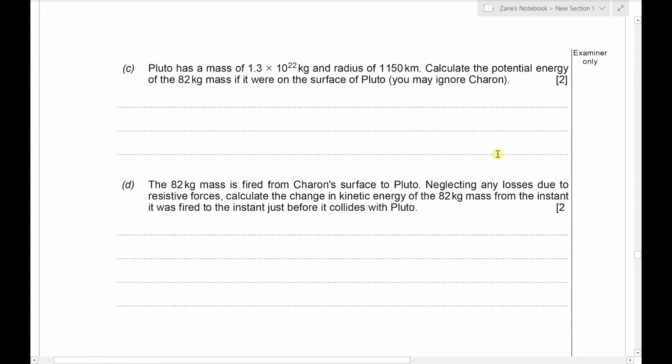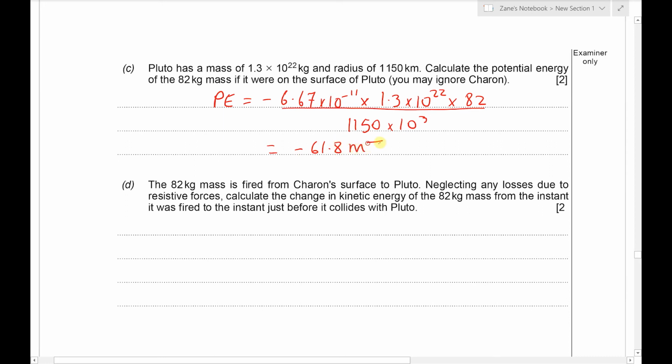For part C, we've got to calculate the potential energy of the same 82 kilogram mass as if it were on the surface of Pluto. So we can use the same equation, minus 6.67 times 10 to the minus 11 times the mass of Pluto, 1.3 times 10 to the 22 kilograms, times the 82 kilogram mass of the object, over 1150 kilometers. Again, don't forget to turn the kilometers into meters. And also don't forget the negative sign here. So here we get minus 61.8 megajoules.